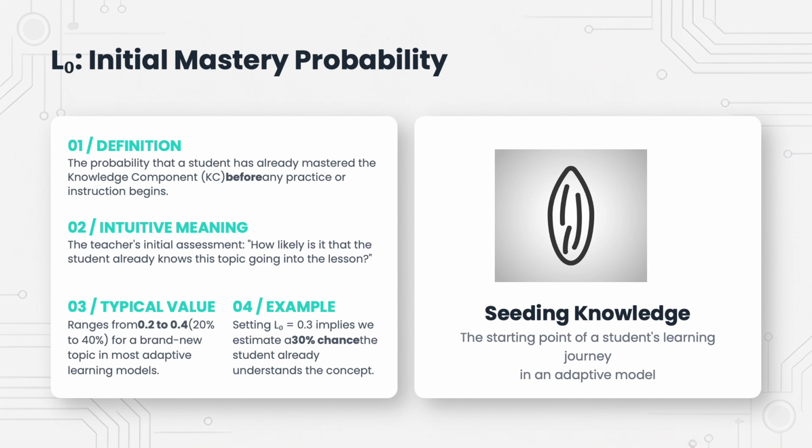Next is T, the transition or learning probability. This is the chance that a student successfully learns the concept during a single practice attempt, but only if they didn't know it before. Learning is hard, so this value is typically low, around 10% to 30%. A T value of 0.2 means there's a 20% probability that this specific problem will be the one that makes the concept click for the student.